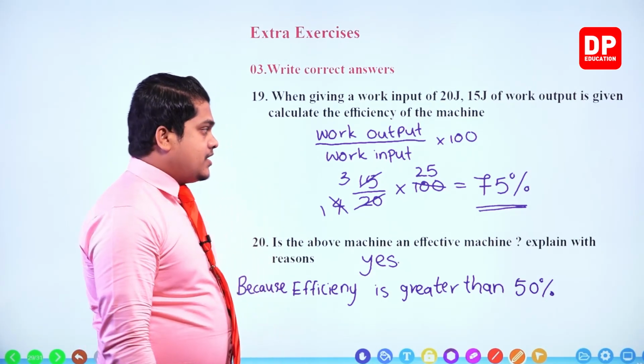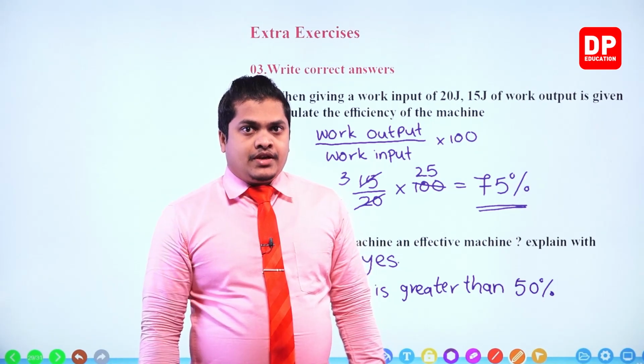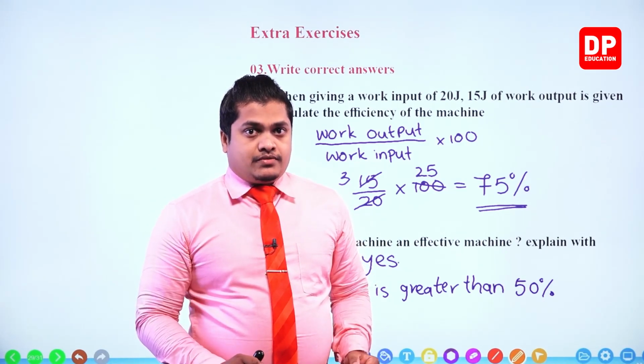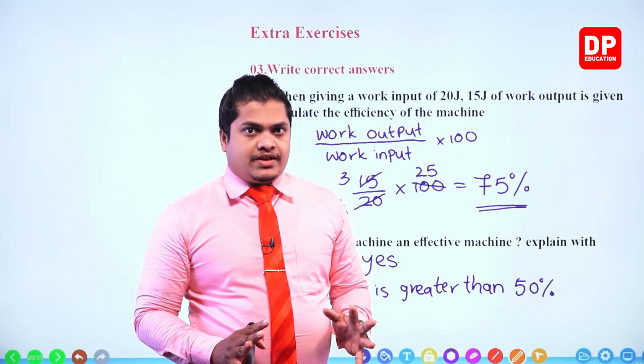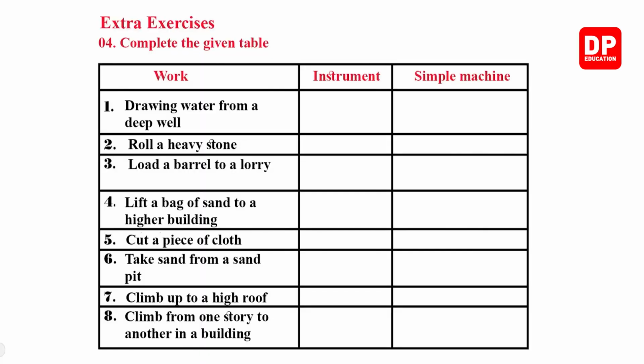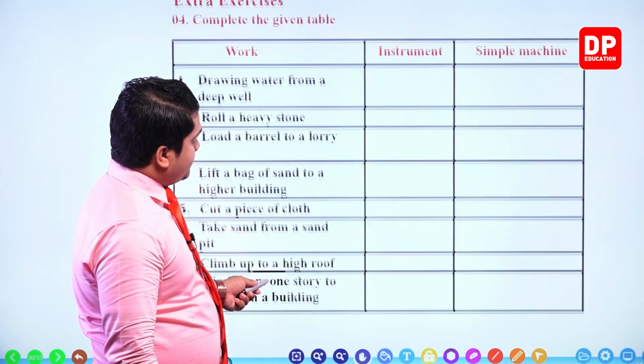Right. So we have answered 20 questions related to the essay type questions. Over there we did several calculations, my dear children. Now let's head on to see the next one. Complete the given table. You are given several works.